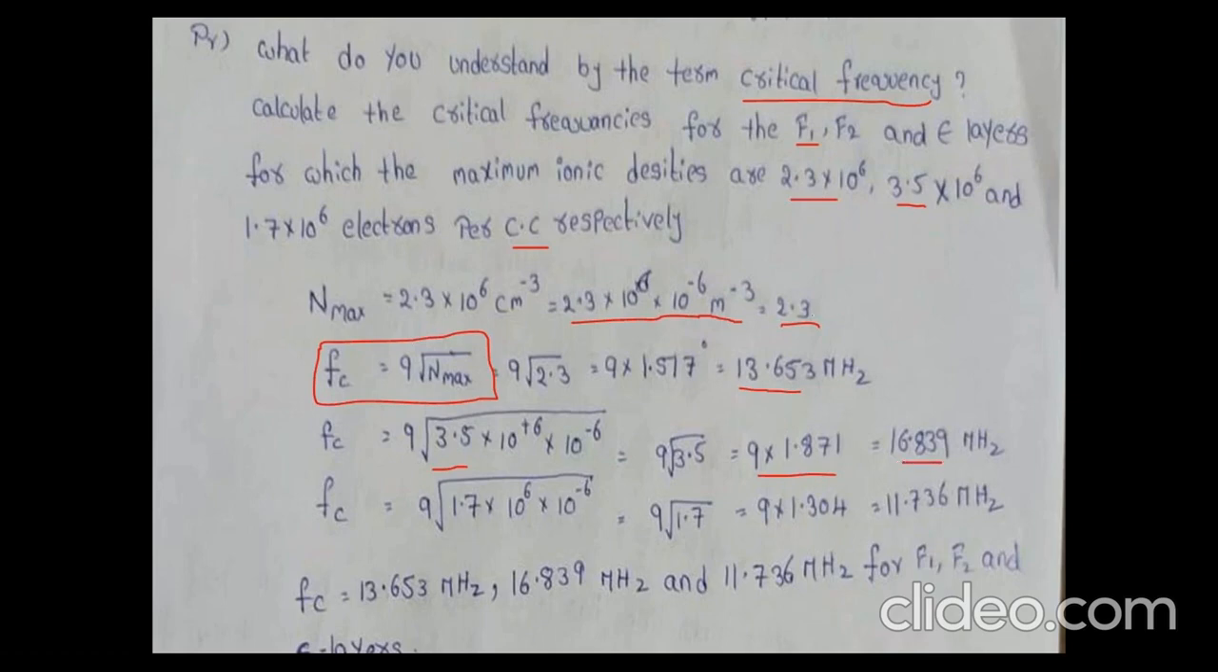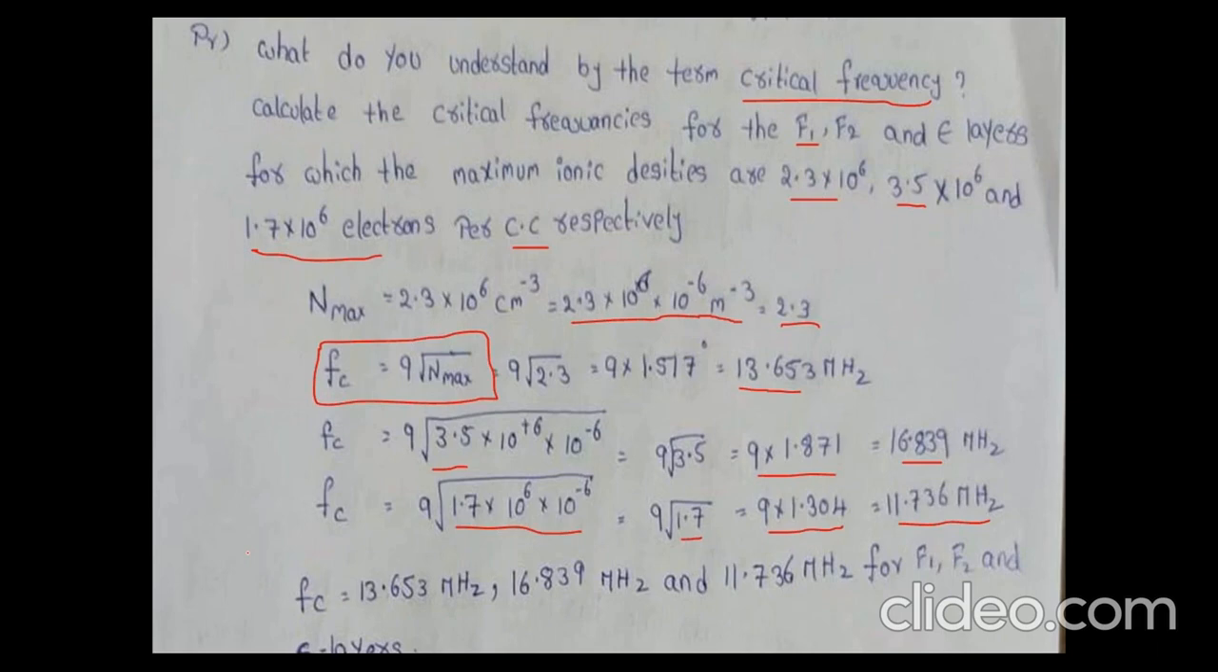Okay. They also asked for the E layer, whose electron density is given as 1.7 into 10 power 6 electrons per centimeter cube. So converting into per meter cube, 1.7 into 10 power 6 into 10 power minus 6, which is 9 root 1.7, and that is 9 into 1.304, which becomes 11.736 megahertz. Okay, so they will ask you for all these 3 layers by giving electron density.